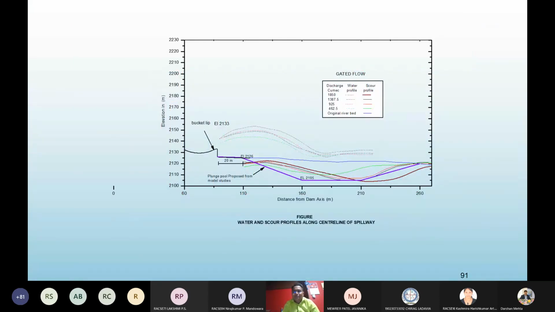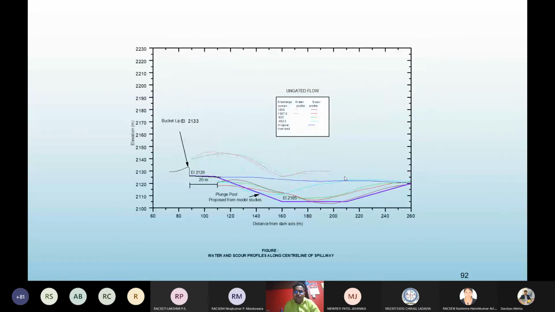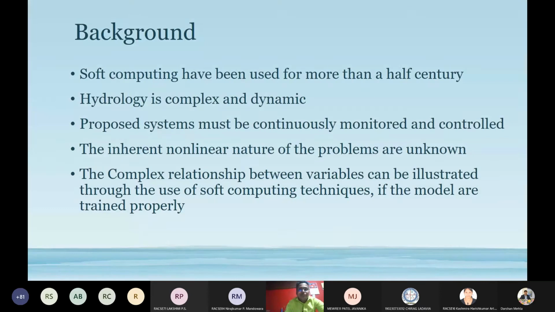This is the physical model geometry. See, physical model, gated flow and free flow, two types of Parvati dam spillway. Now I am talking about it only a little bit, and I will talk about it today. If Dr. Mehta conducts one more lecture, at that time we will talk about why soft computing has been very useful for more than half a century in hydraulic and electrical engineering, even mechanical engineering. Whatever complex relationships there are, you can easily derive them.